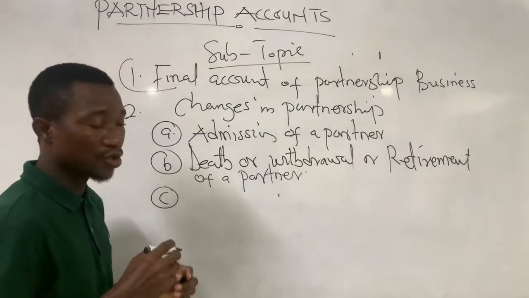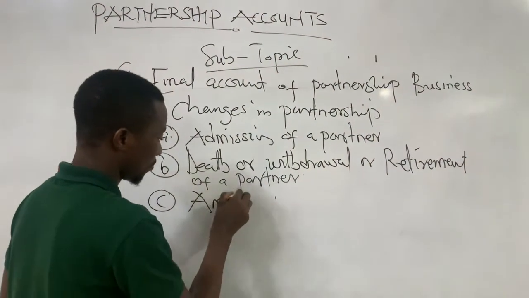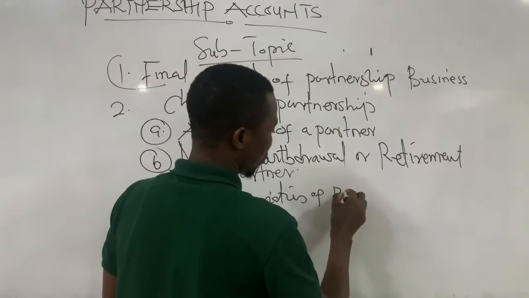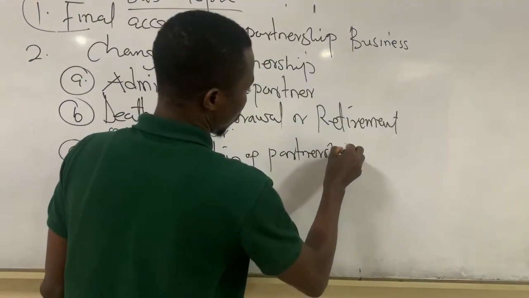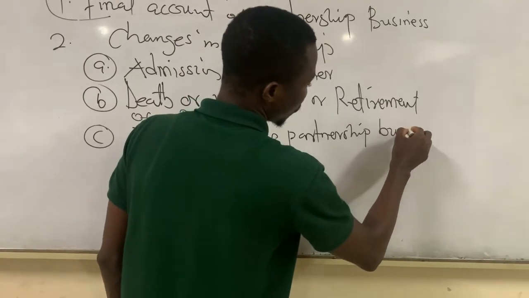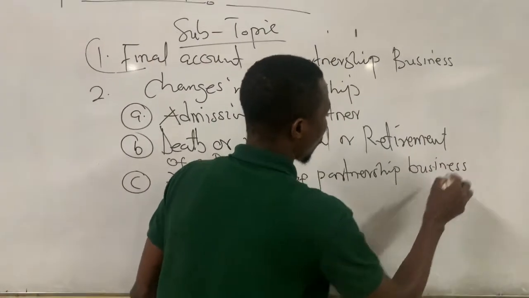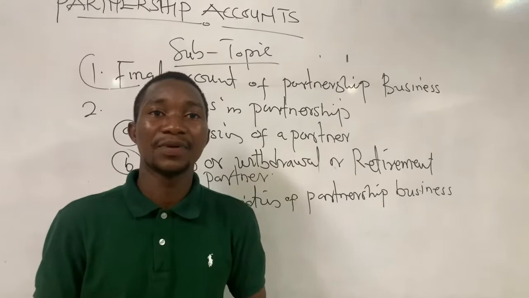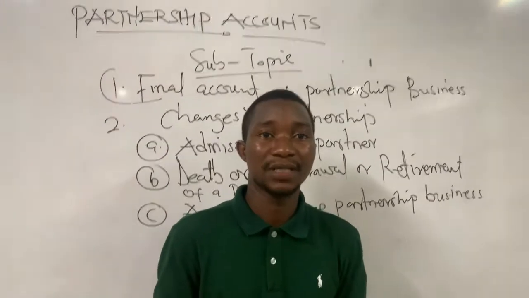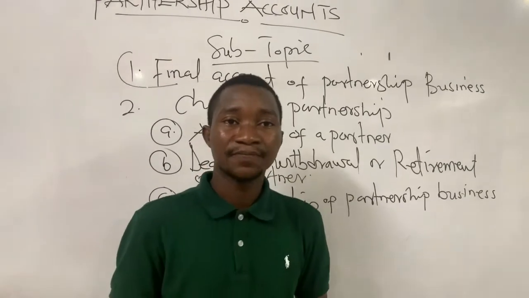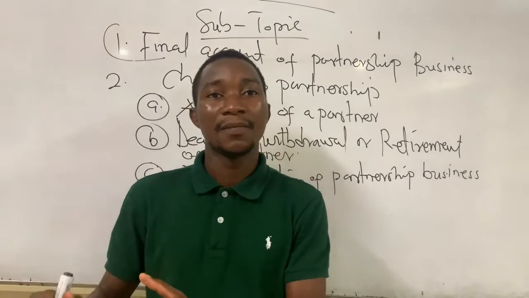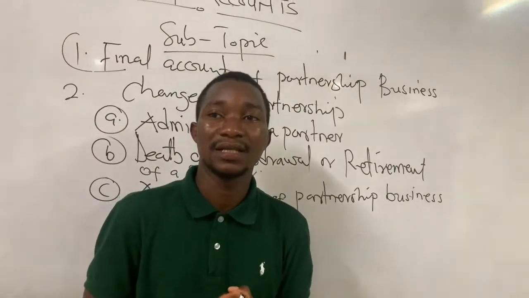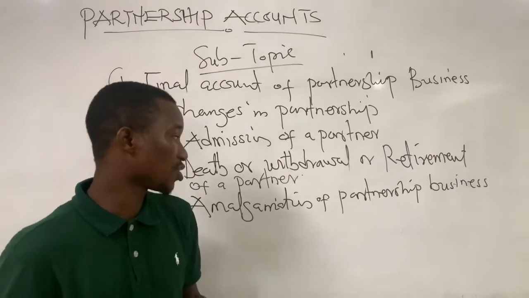And the C part I'd like to talk about is the amalgamation of partnership business. With amalgamation, that is when two or more partnership businesses come together to form one partnership business. When this happens, we need to close the individual accounts of the partnership businesses, and then we prepare a single account for the new partnership business that we are to form. So we are going to look at the accounting treatment for this too.